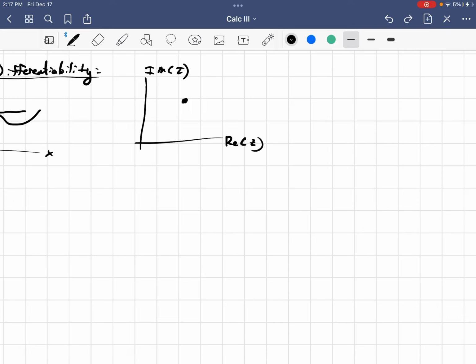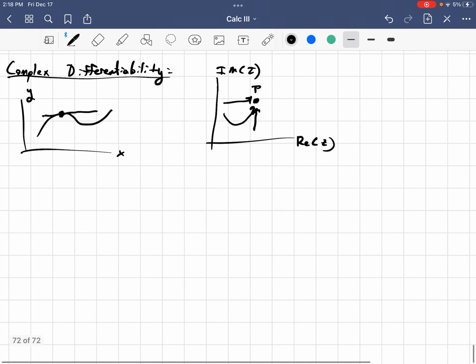Then I want to see, can I differentiate at this point? And that's a tougher question to answer, because there's an infinite amount of paths that you can approach this point from. You can just go straight along the imaginary axis, straight along the real axis. You can do some parabolic path along both axes. And so we have to be able to show that along all possible paths, the derivative exists and it's the same. In other words, it's unique.